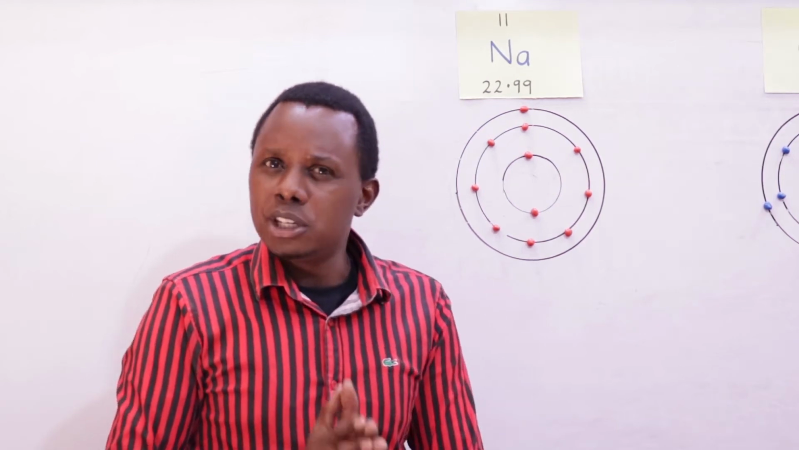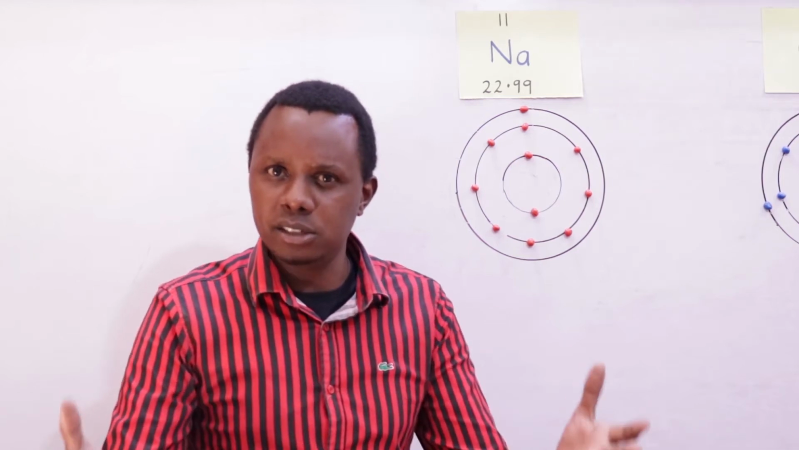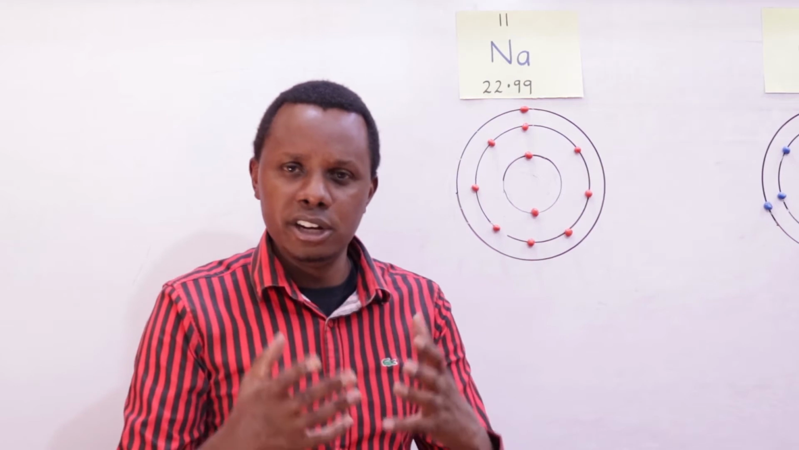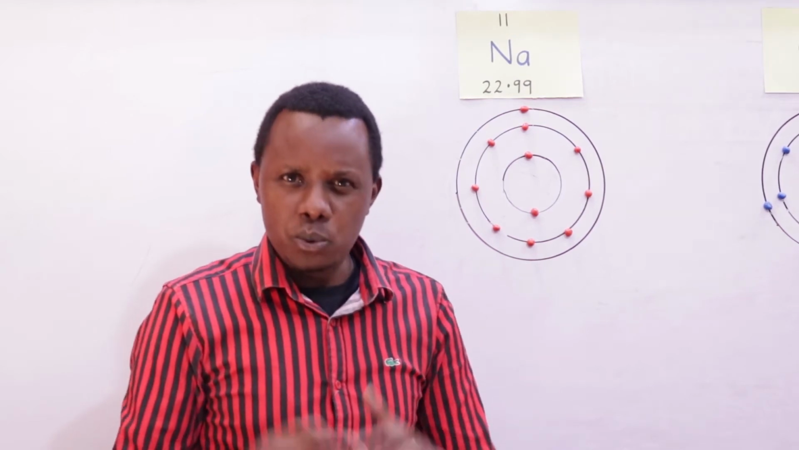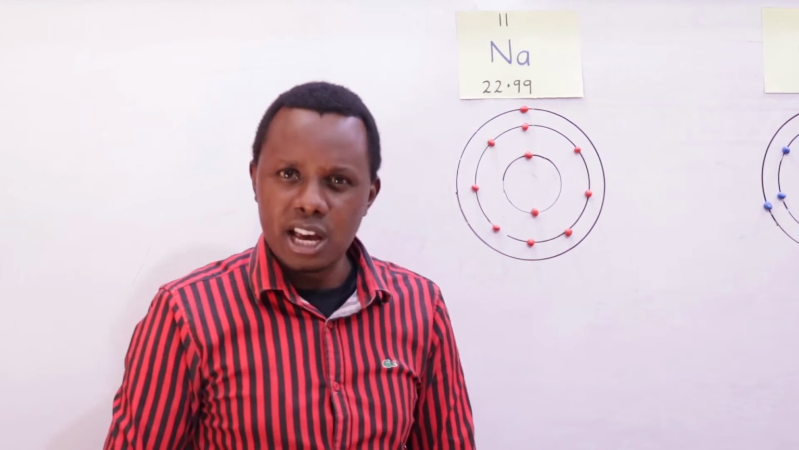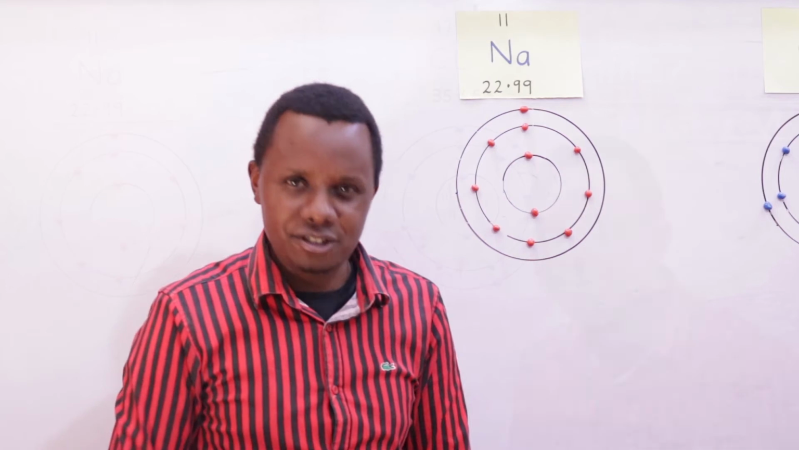Today, I want us to look at 2 elements. One of them is sodium, which is a highly reactive metal, and the other one is chlorine, which is a greenish-yellow poisonous gas. We are going to react the 2 of them, see how they are going to exchange electrons, and how they are going to become either positively or negatively charged.